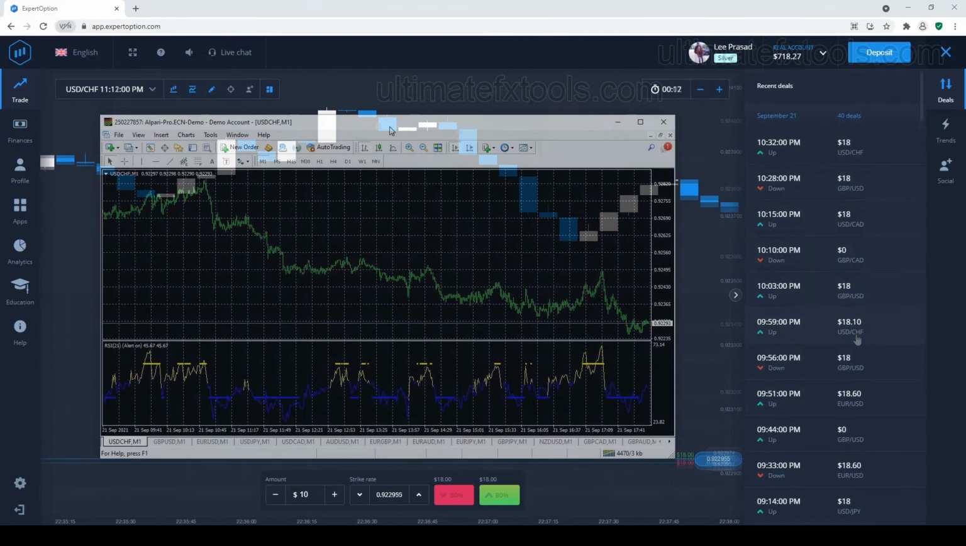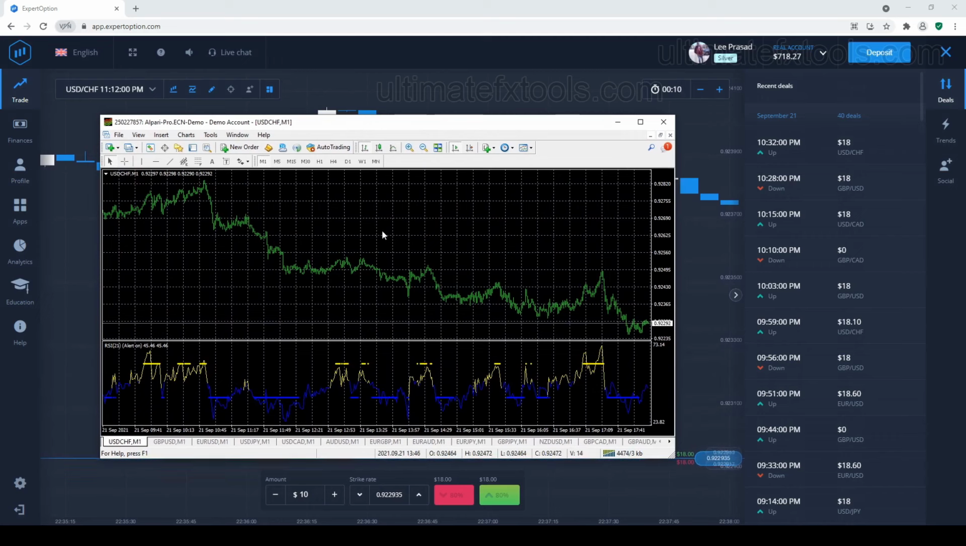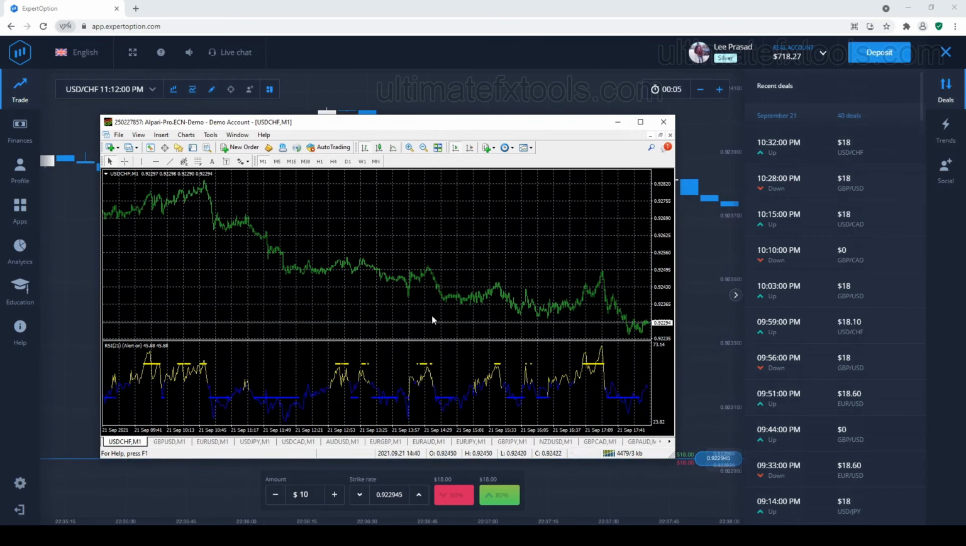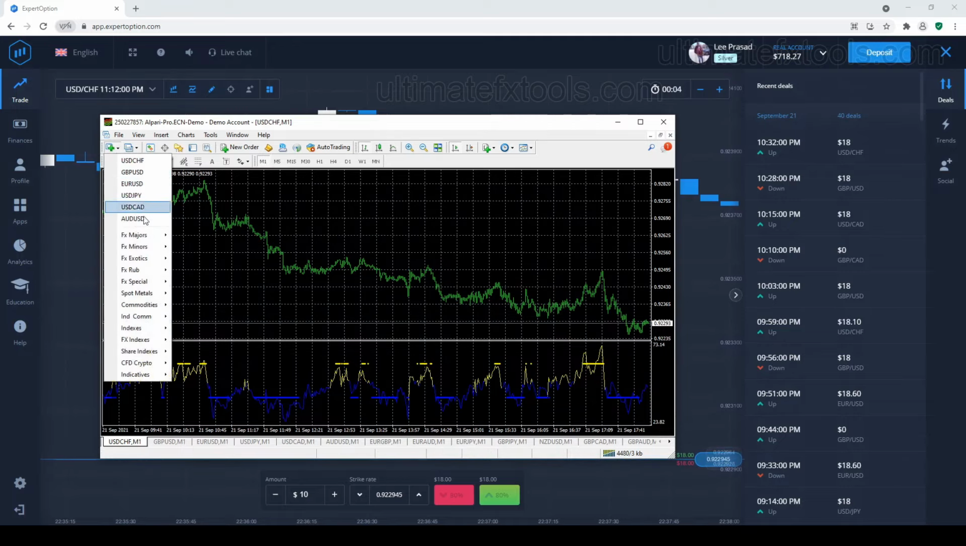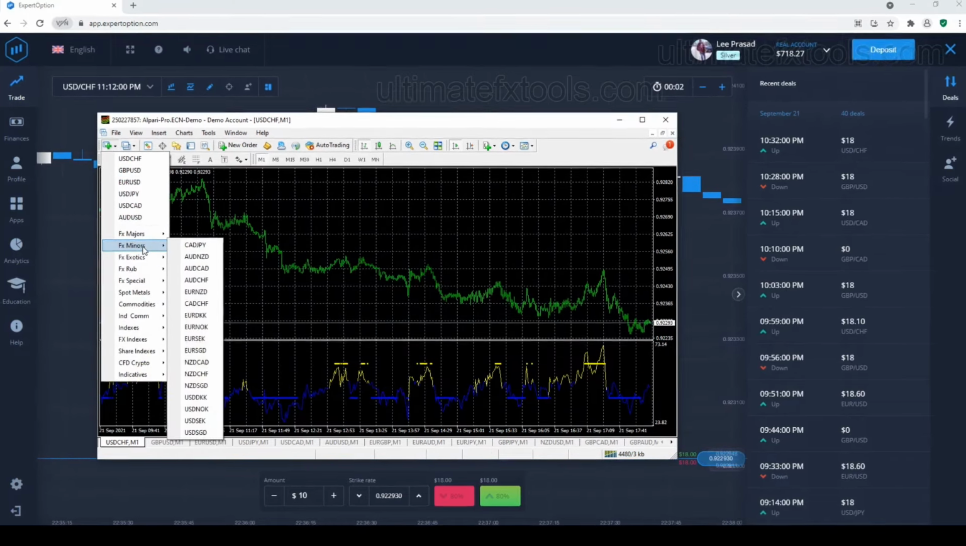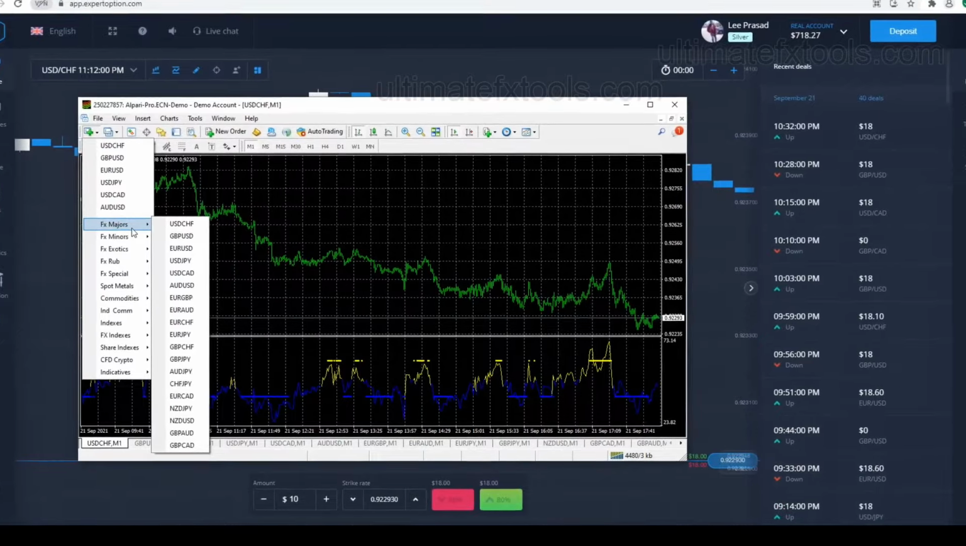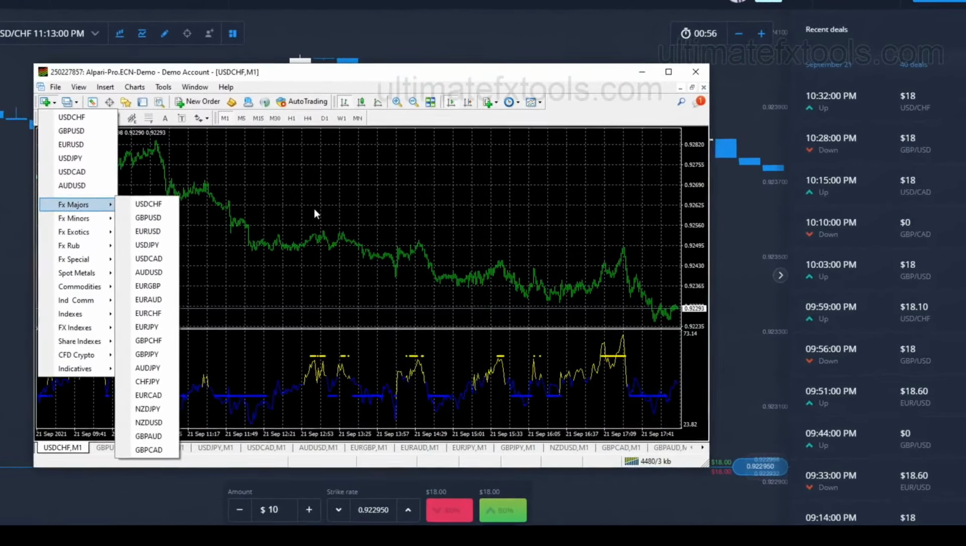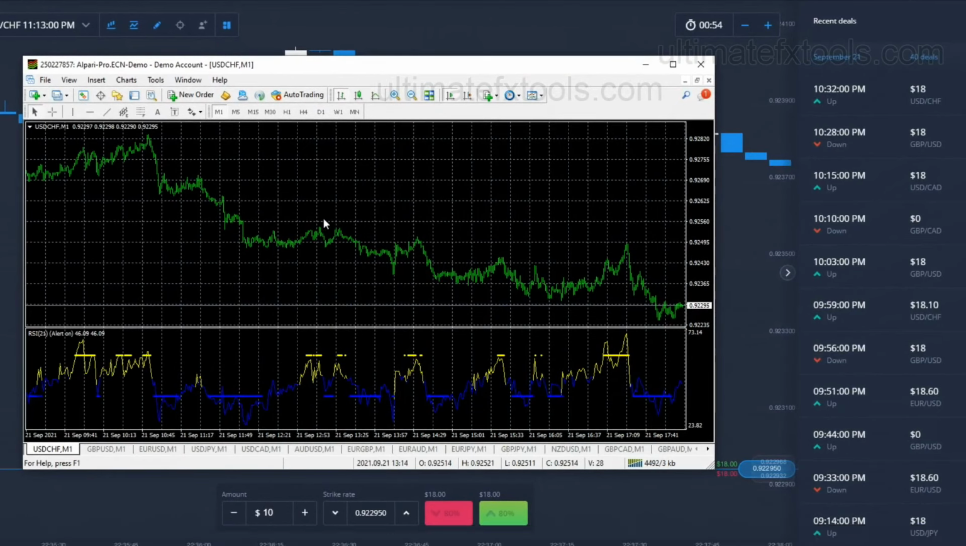So, this is MetaTrader 4 with the attached RSI signal alert. Take a look at the currency. You can choose different currency pairs depending on the availability of the broker's assets. Let's wait for the signal to pop up, then execute the trade.